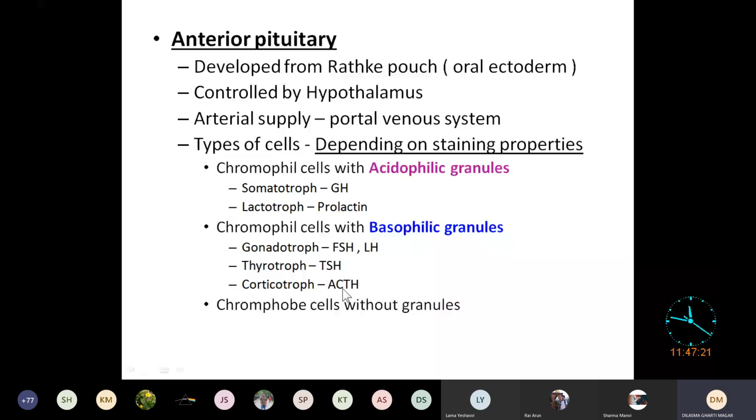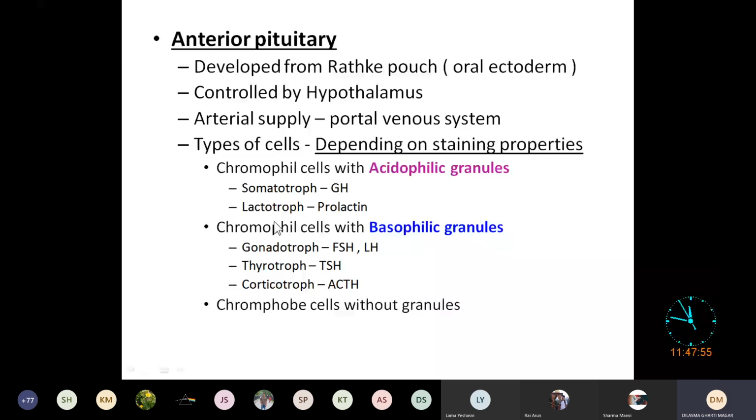So now I told you about the staining properties of the cells. There are two types of cells. You have to remember, I may ask you questions in your MCQs. There will be acidophilic granules and basophilic granules. The cells which show acidophilic granules are the somatotroph and the lactotroph. Somatotroph cells produce the growth hormone, and the lactotroph produces prolactin.